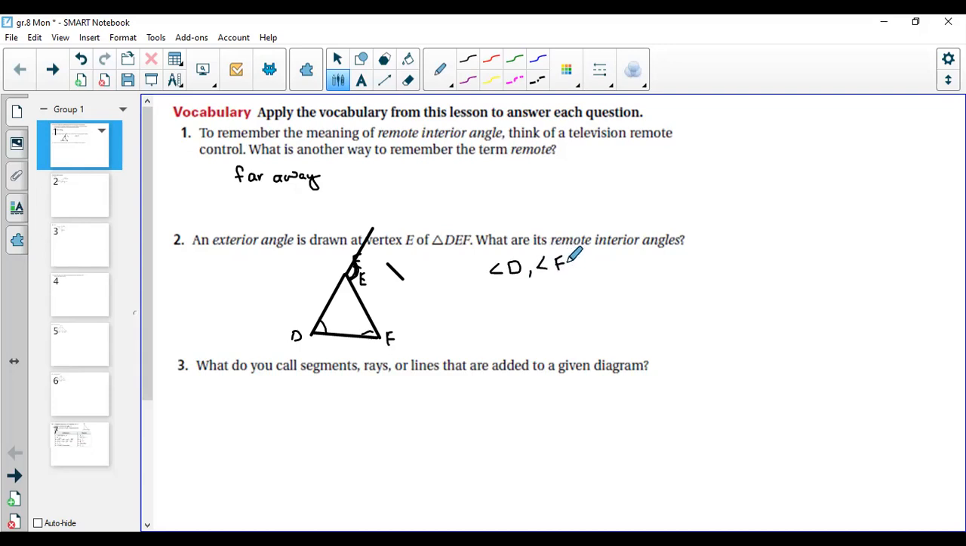What do you call segments, rays, or lines that are added to a given diagram? In yesterday's video, we saw that if there was any line added to prove something, what is that line called? That's called an auxiliary line. This is a line or any segment, anything which is added to a diagram to show the proof.